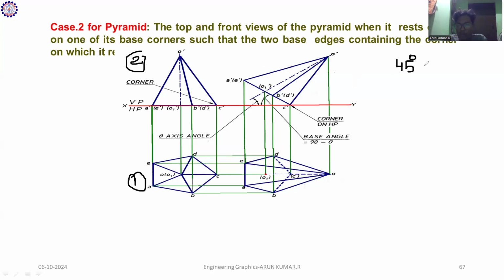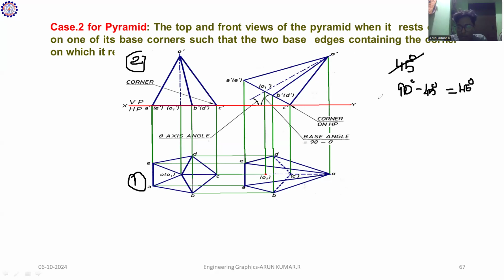The data given is 45 degrees to HP. Now what we have to do is 90 degrees minus theta. This is the trick for this diagram. Whatever angle is given in your problem, you have to take 90 minus that angle. Here, 90 minus 45, what is the angle you got? 45. Since the same data is given, the same value is arrived.